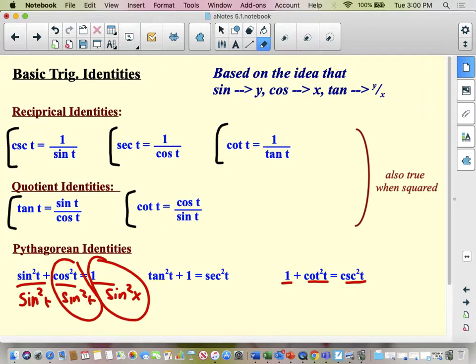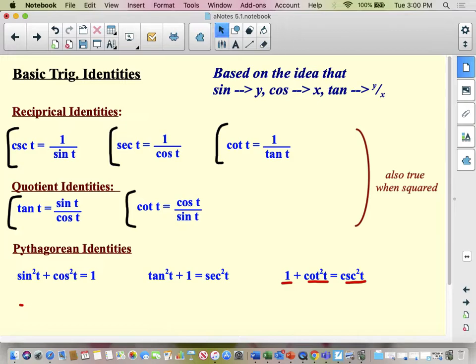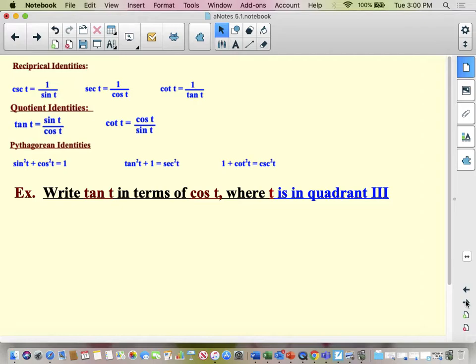Same idea, and I won't go through that again, but if I divided everything by cosine squared instead, I will get this middle one. Okay, so that's where the Pythagorean identities come from. But again, you don't need to memorize these, so just write them down, take a picture of this, whatever you want to do. Here's what you're going to use them for.